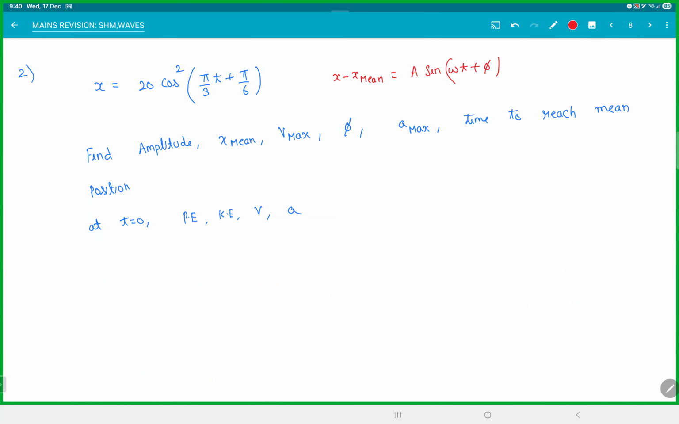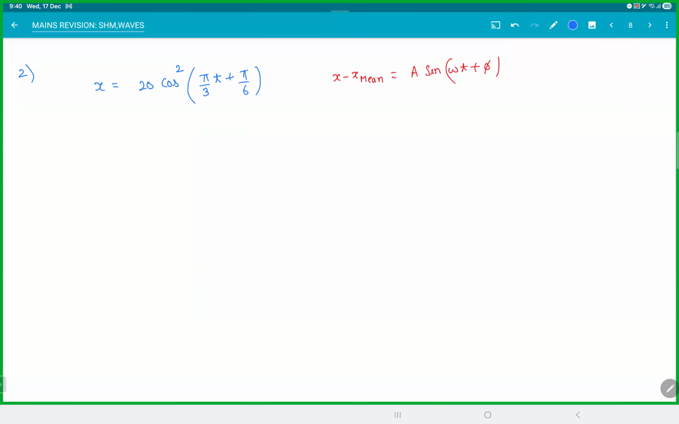So how do we write in this form? Cos square is 1 plus cos 2 theta. So this is x is equal to 20, 1 plus cos 2 theta, which is cos of 2 pi by 3 t plus pi by 3, divided by 2. That would be x minus 10 is equal to 10. That will be sine 90 plus theta. So that will be 2 pi by 3 t plus 90 plus 60, 150. 5 pi by 6.